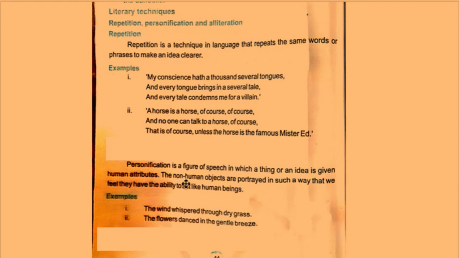Personification is a figure of speech in which a thing or an idea is given human attributes. The non-human objects are portrayed in such a way that we feel they have the ability to act like human beings. Like I am going to give you my example. CPU is the brain of the computer. You see, this is personification. CPU doesn't have a brain like humans, but when we say CPU is the brain, then this is personification.